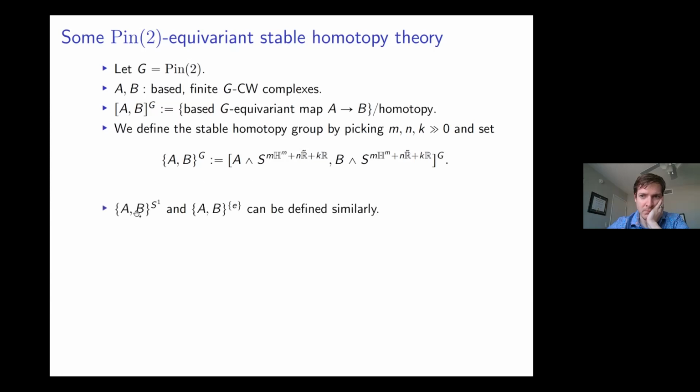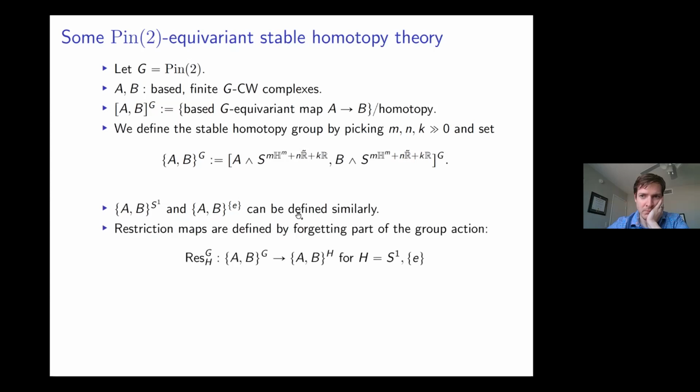And we can also define the S1-equivariant stable homotopy group between A and B, or the non-equivariant stable homotopy group between A and B, in a similar way. And there is a simple restriction map that goes from this Pin(2)-equivariant stable homotopy group to the S1-equivariant stable homotopy group or the non-equivariant stable homotopy group. Namely, you just forget part of the group action. We denote this operation by RES, which means restricting the group action.